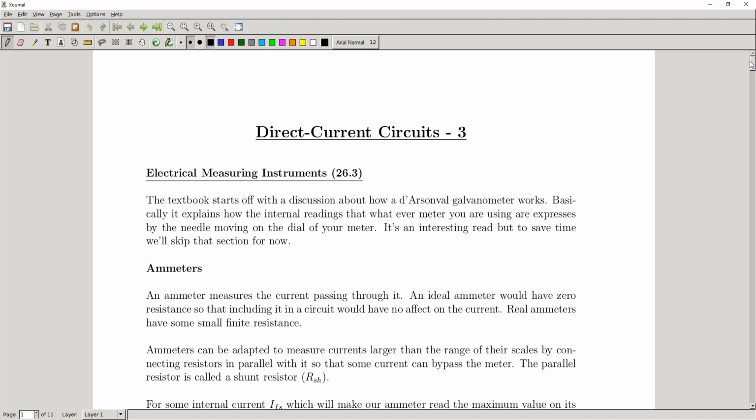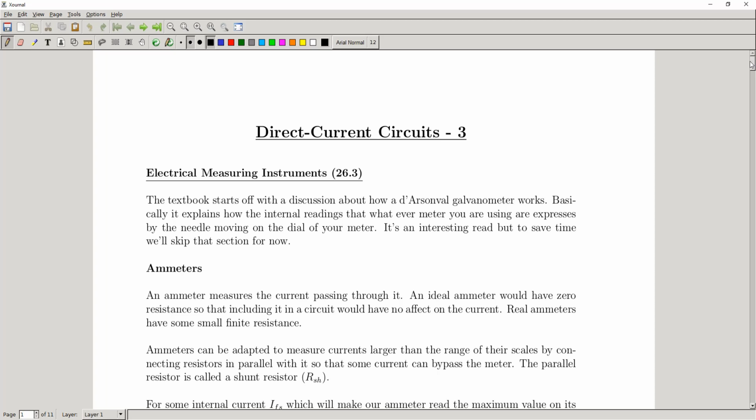So an ammeter is a meter that's going to measure the current passing through it, right? So an ideal ammeter would have zero resistance, so that including it in any circuit would have no effect on that circuit's current, right? So we would like it to have zero resistance, but real ammeters obviously are going to have some small finite resistance. Small is the goal here. We want it to be small in comparison to the things that we're measuring in the circuit, so it's not significantly impacting our measurements, right?